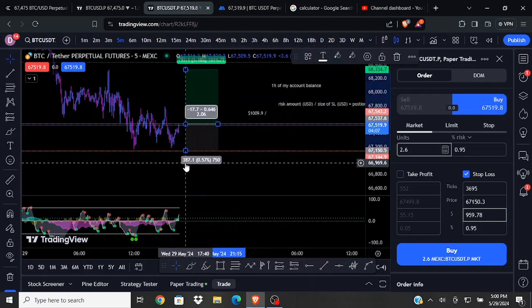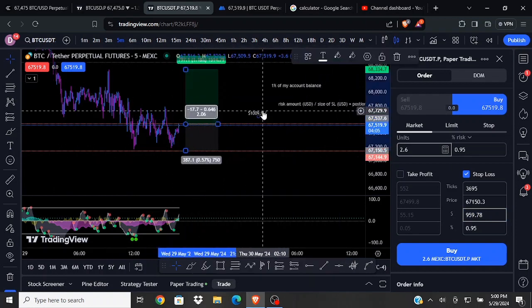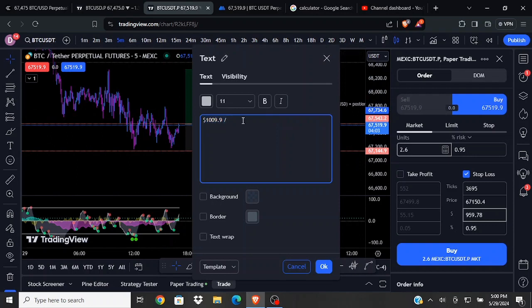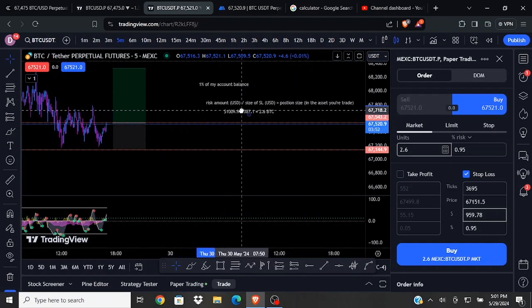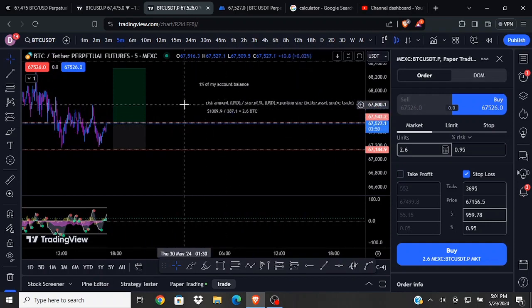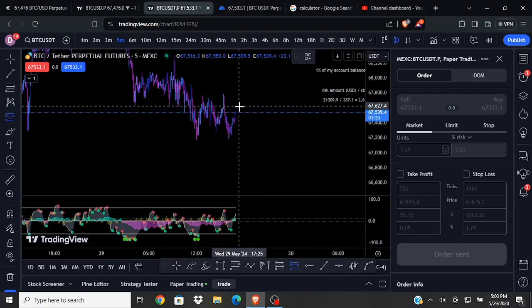And so that is the formula that I use to calculate my position size. Again, I'll write it out so you can see it here. So I need 387.1. That is what I am dividing my desired risk by. And that equals 2.6 BTC. So that's the formula I use. It's a quick and easy way to get your position size, how much I need to put on the trade if I want to enter a trade right now.